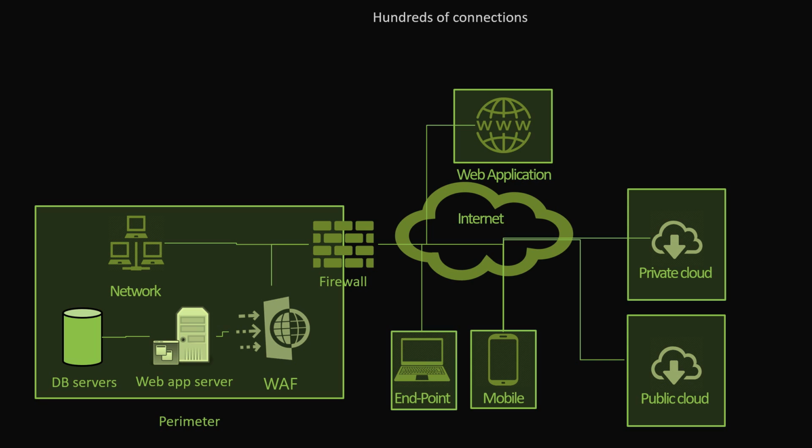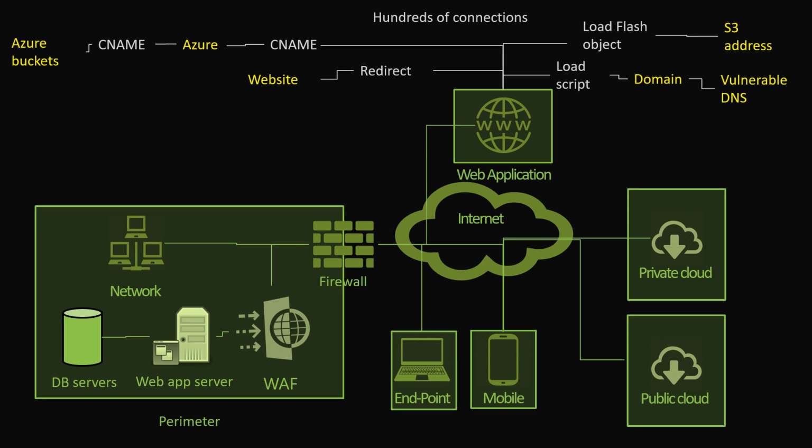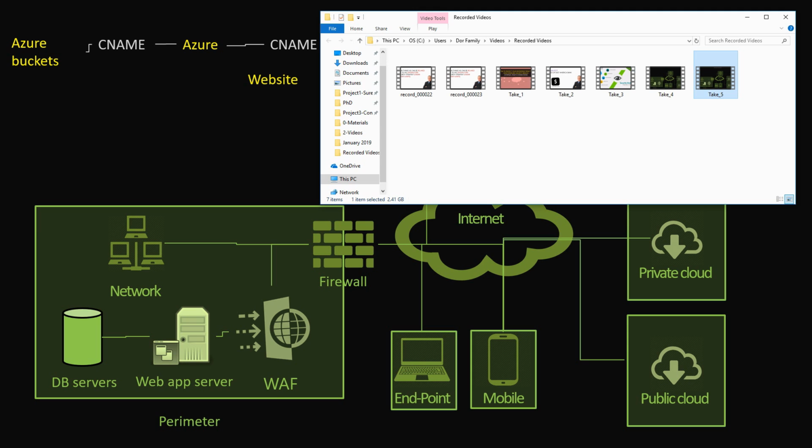John knows that his web application is connecting to hundreds of connections in the internet. For example, we can see that John's web applications redirect to other websites, or in other cases, John's web application is loading flash objects from S3 addresses. It can also load scripts from different domains, and it can also load files from Azure buckets. The thing is that John doesn't really believe that these connections can pose any risk to his web application.